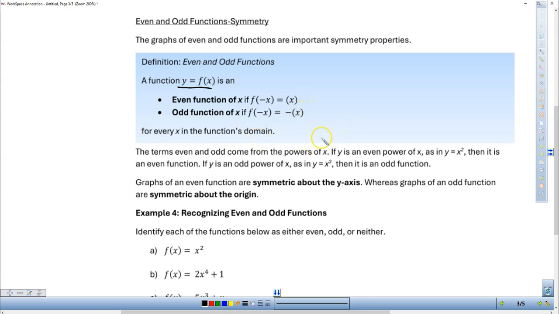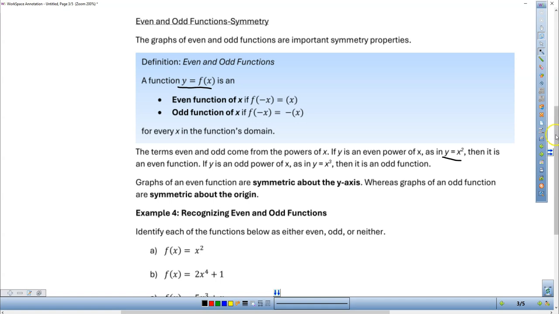Now, the terms even and odd typically come from the powers that are associated with x. So, for example, if y is an even power of x, such as y equals x squared, and you can see right here is our squared part, then it is an even function. If y is an odd power, such as y equals x cubed, again, we're looking right here at that odd number that's there, we have an odd function.